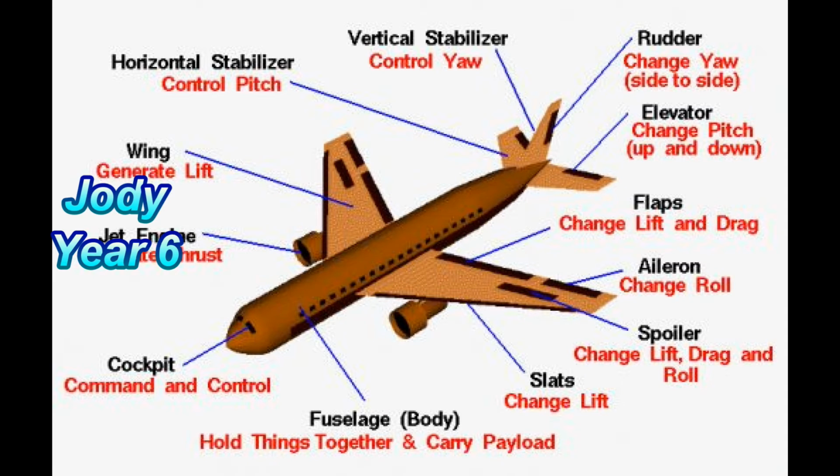Airplanes fly as the result of Bernoulli's principle, which says that if air speeds up, the pressure drops. A wing generates lift because the air goes faster over the top, creating a region of low pressure.